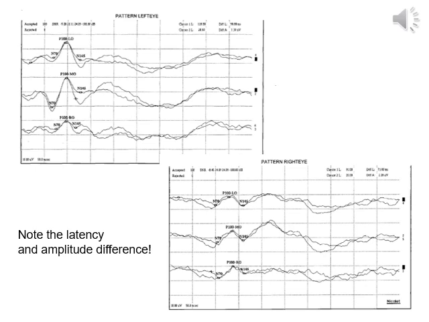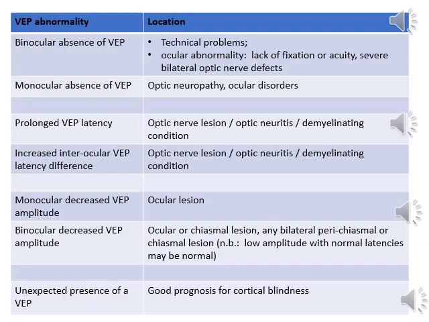Now looking at the lower right recording, this is from the right eye, you'll note that the N70 and P100 from the middle tracing have latencies of approximately 100 for the N70 and 130 for the P100 with an amplitude of approximately 10 microvolts. So based on amplitude and latency differences between the two eyes, the right eye recording would be considered abnormal. This is a table of VEP abnormalities that may be observed and their potential clinical correlates.